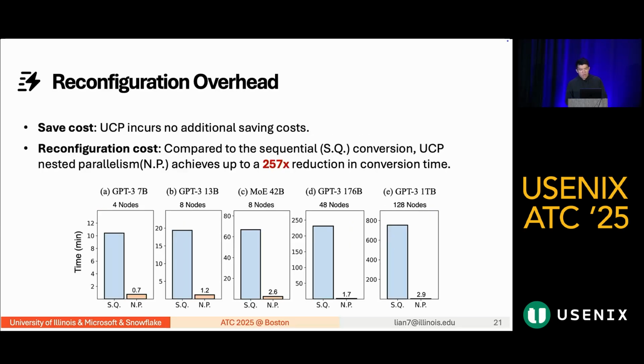We also evaluated the overhead introduced by reconfiguration. It's important to note that UCP does not modify the checkpoint saving logic, meaning there's no additional saving cost. UCP is also compatible with advanced checkpoint techniques, such as asynchronous saving. Compared to a sequential conversion method, UCP's nested parallel approach achieves up to over 200 times reduction in conversion time. And as shown in the figure, even for 1 TB models, the reconfiguration time is under 3 minutes, which is negligible relative to the total training time.